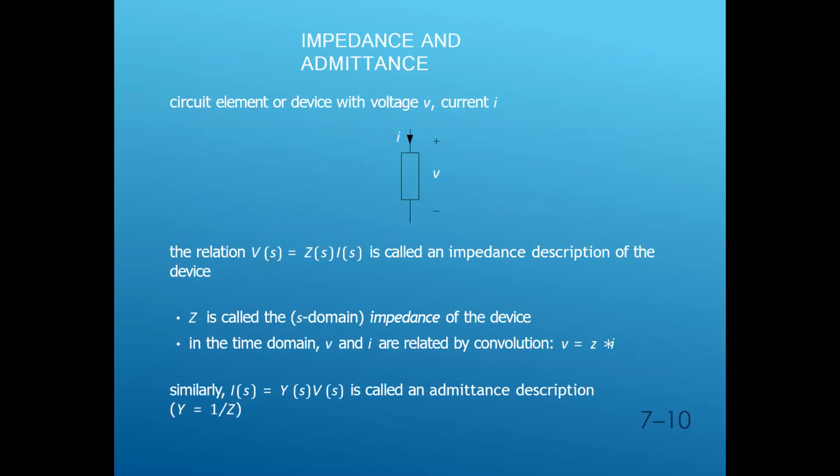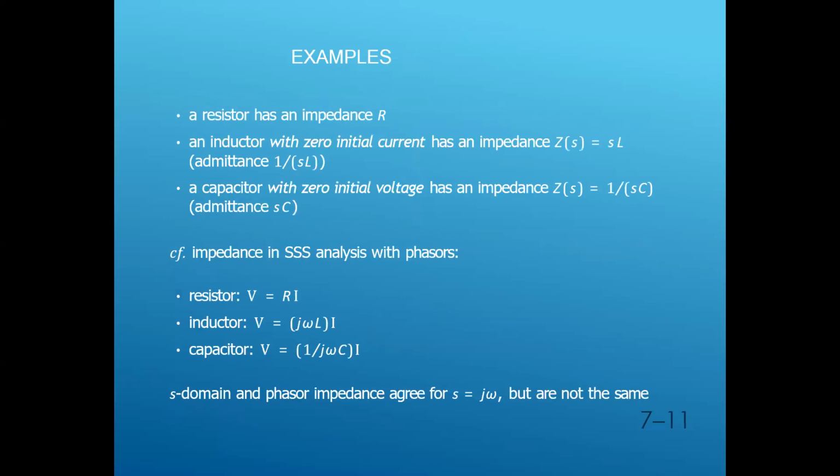Impedance and admittance. Circuit elements are devices with voltage V and current I. The relation V of s equal to Z of s into I of s is called an impedance description of the device. Z is called the s-domain impedance of the device; in the time domain, V and I are related by convolution. Similarly, I of s equal to Y of s into V of s is called the admittance description. Y of s equal to 1 by Z of s.